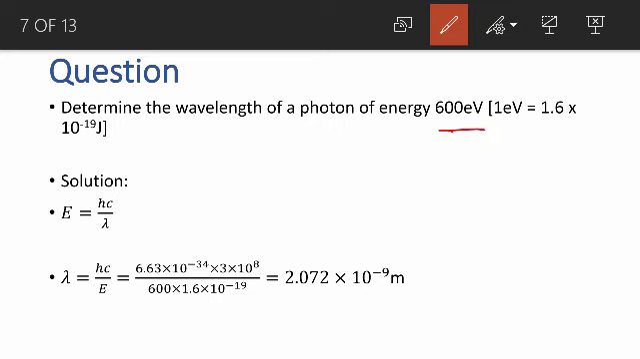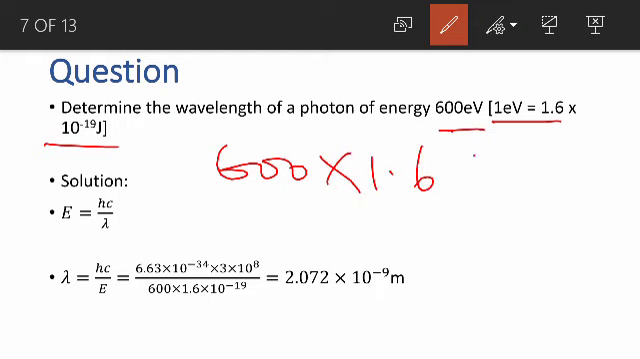Now that brings us to the point that energy can be measured in electron volts as well as in joules. We see here that 1 electron volt is 1.6 times 10 to the power minus 19 joules. So when we say 600 electron volts, it actually means 600 multiplied by 1.6 times 10 to the power minus 19, if we are to convert that to joules. So that's the energy that we are asked to find.